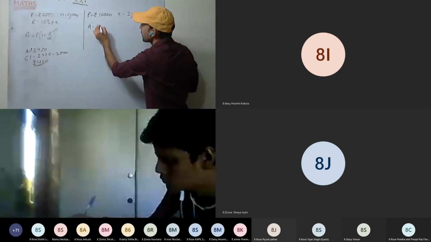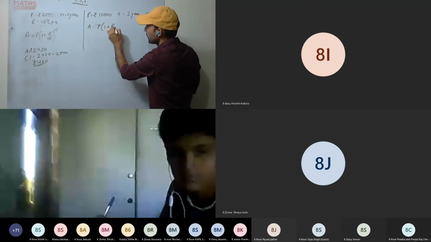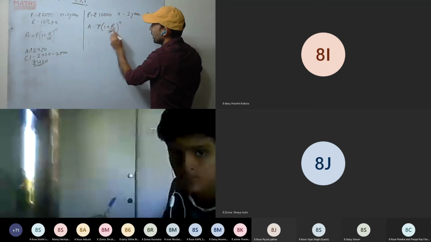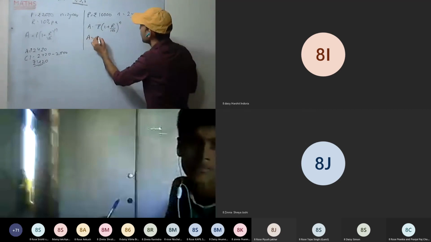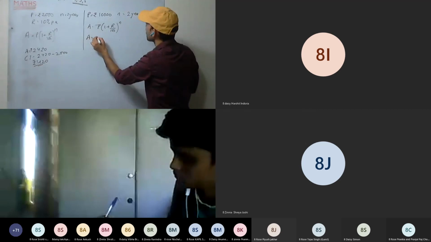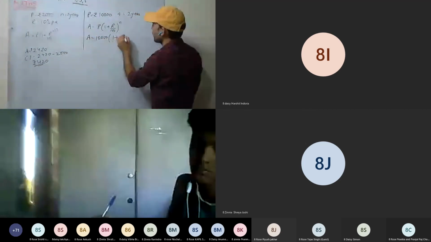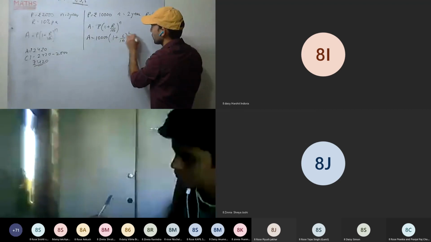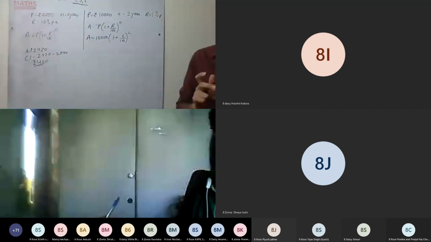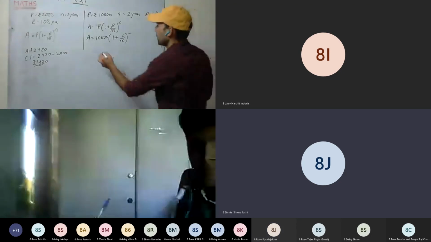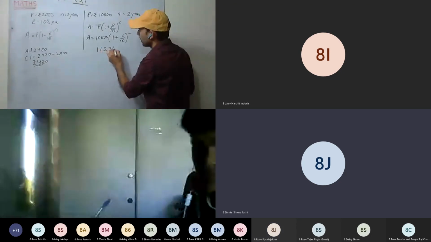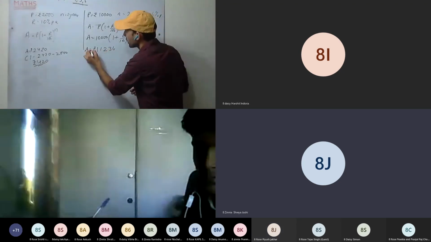That is A equal to P1 plus R upon 100 raised to power n. Always write the formula. P we have already taken, R, and now put the values. So 10,000, 1 plus 6 upon 100 raised to power 2. Calculate it. Sir, 11,023. 11,236. Okay, that's good.